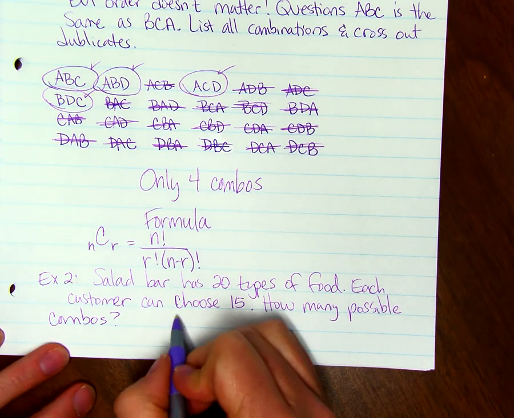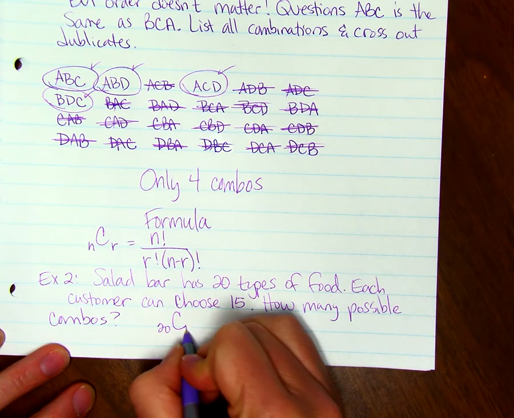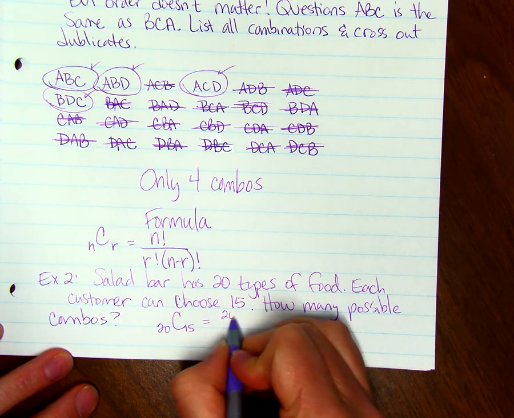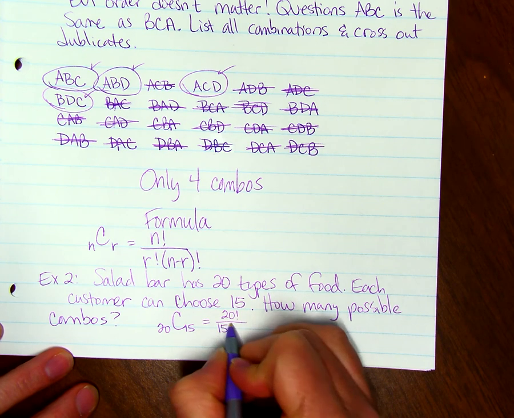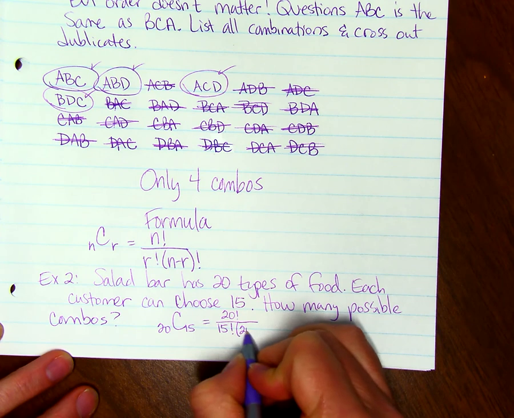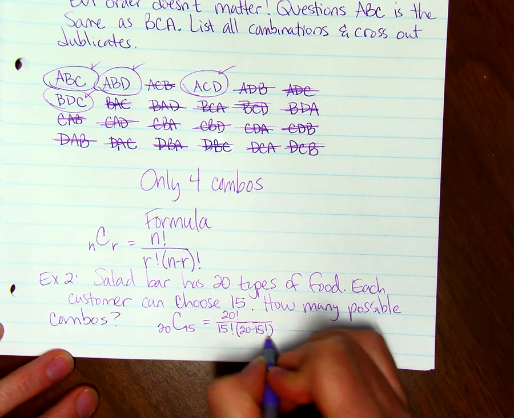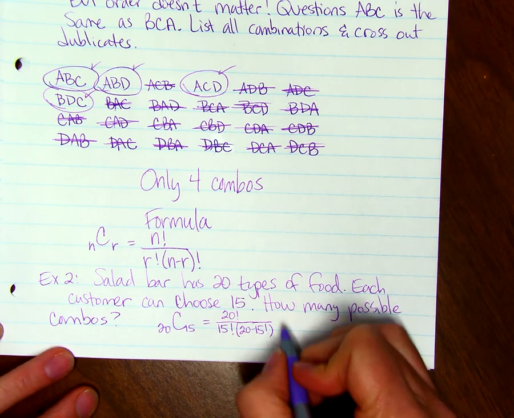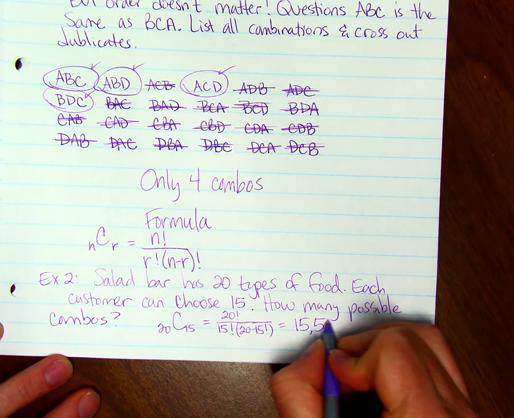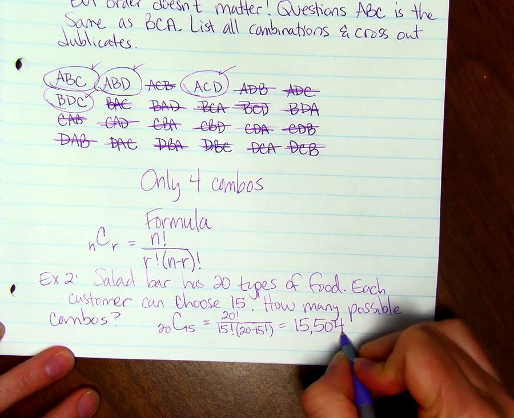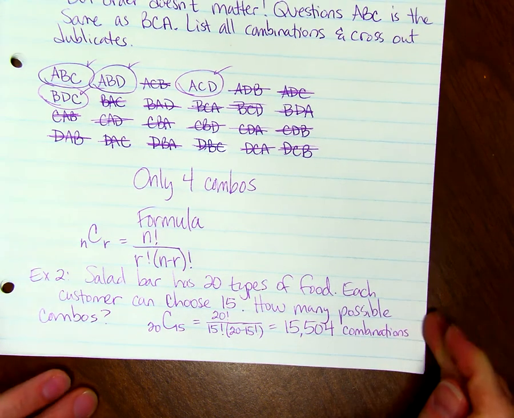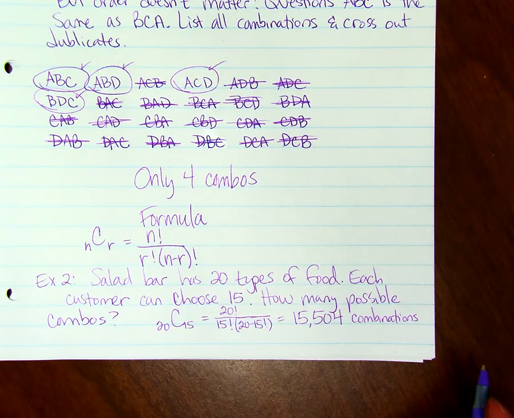So we're going to take the combination of 20 choose 15, and we'll plug it into our formula. So that's 20 factorial divided by 15 factorial times 20 minus 15 factorial. And that is going to be 15,504 different combinations. And that's the end of the lesson.